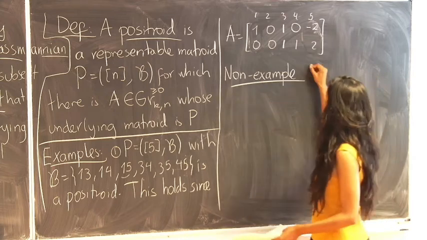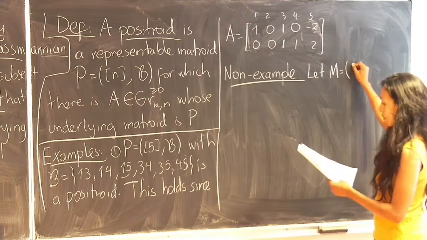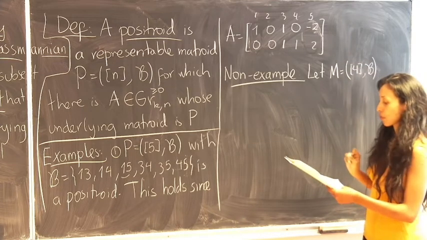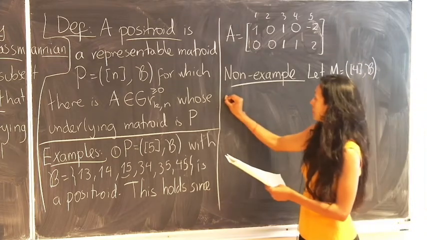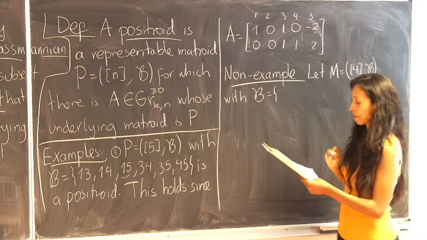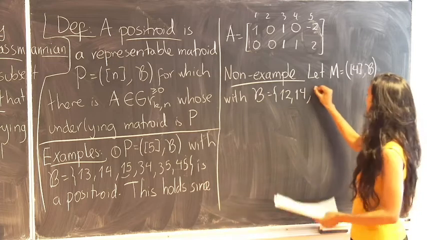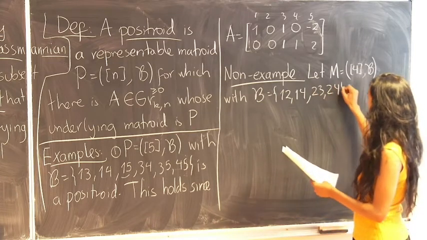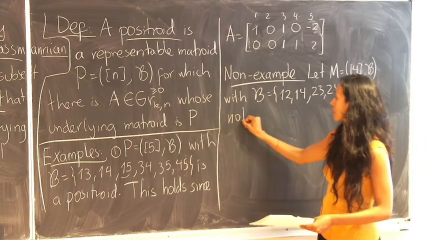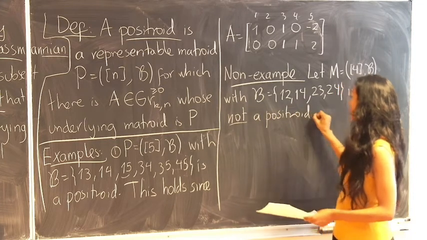So let's take, yes, you can see there. I'm going to take a matroid M on ground set 4 with basis set given by these: {1,2}, {1,4}, {2,3}, {2,4}. Okay? So I claim that this is not a positroid, although it's linear.